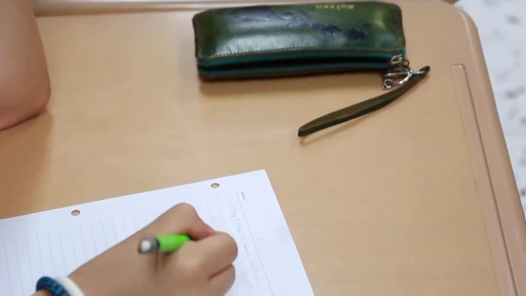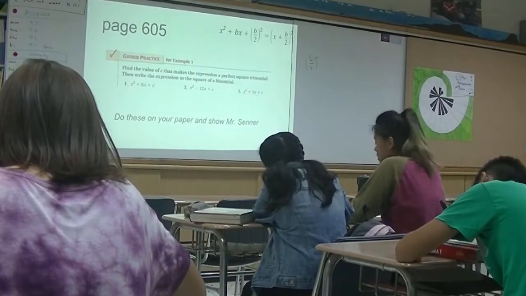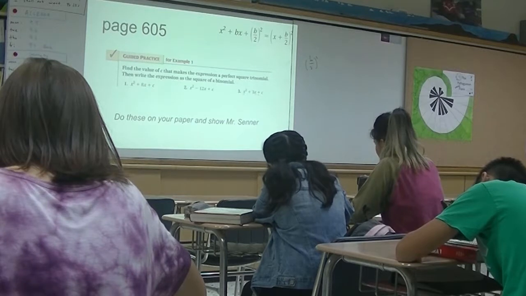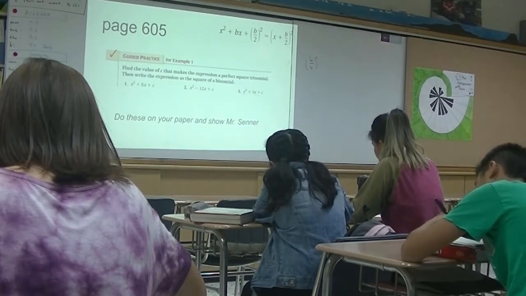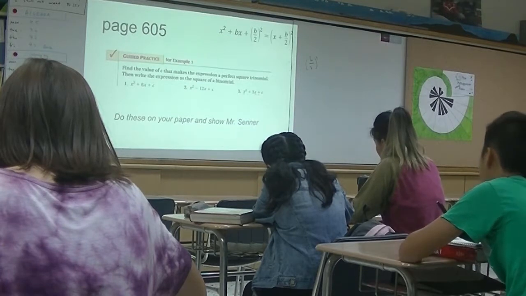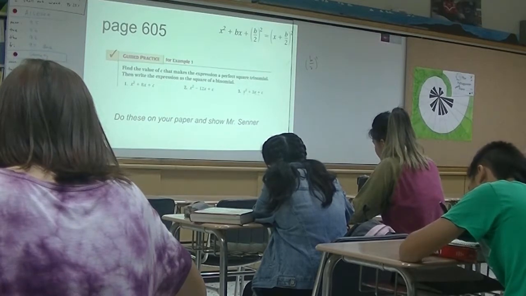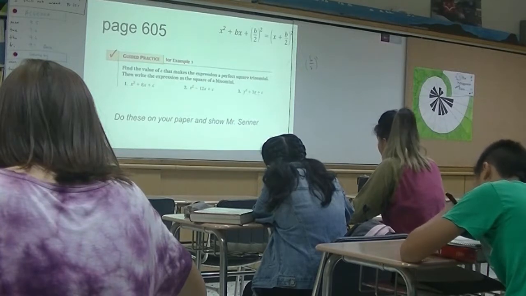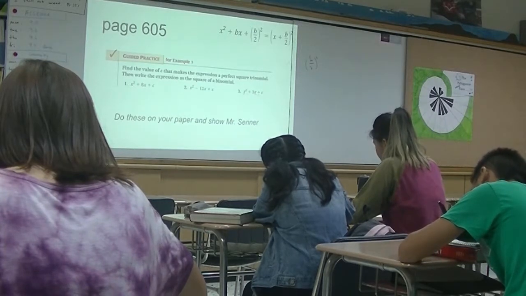Okay, so all you're doing now is finding the value of c, but the second part said write the expression as a square of a binomial. So you've got to write x plus something squared. So first find the c, then go back and write it.